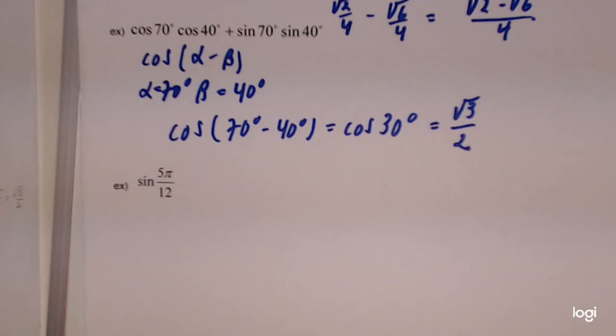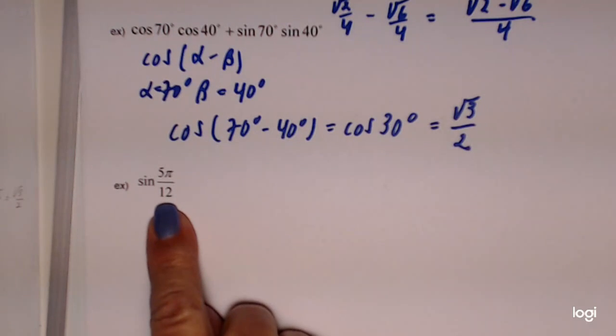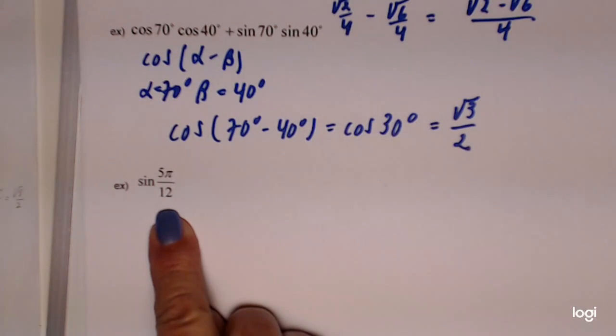So we've taken a look at the formulas involving adding and subtracting cosine functions. Now we're going to take a look at adding and subtracting sine functions. So again, one reason we bother to learn these formulas is if we have something like this. We're looking for the sine of 5 pi over 12. Well, 5 pi over 12 isn't an angle that we know.